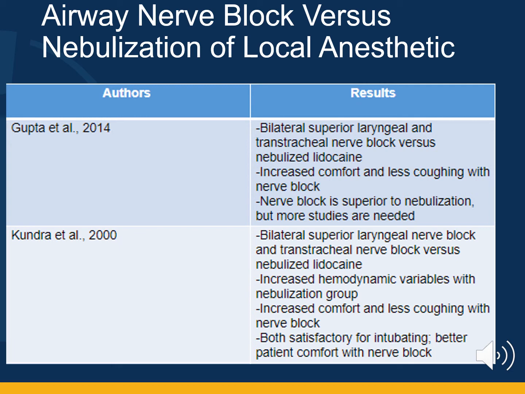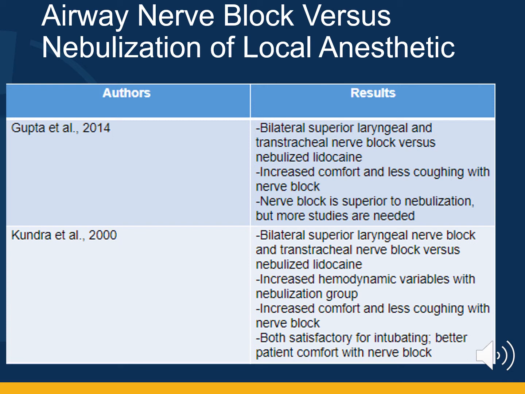Hemodynamic variables, including heart rate and mean arterial pressure, only increased significantly in the nebulized group in Kundra, thus implying that both nebulization and nerve blocks provided hemodynamic stability in the remaining 3 studies of this theme. However, Mathur attributed their lack of hemodynamic variable statistical significance to the use of dexmedetomidine.